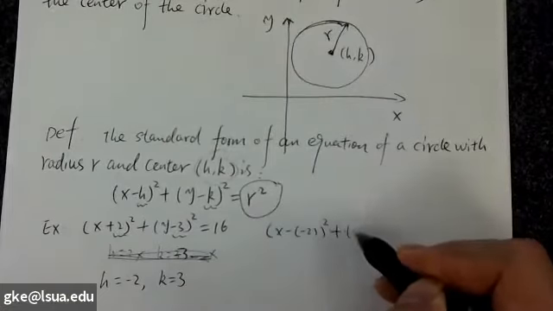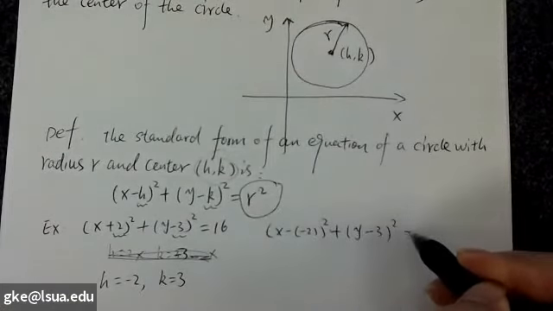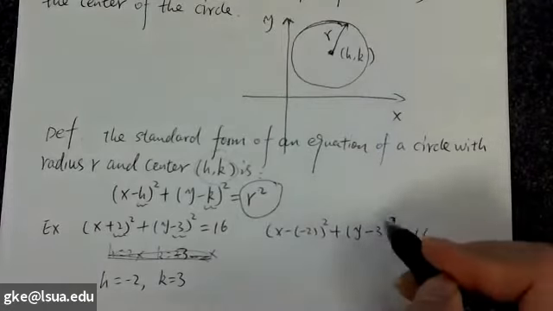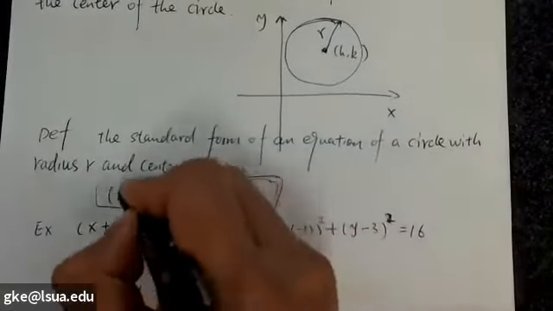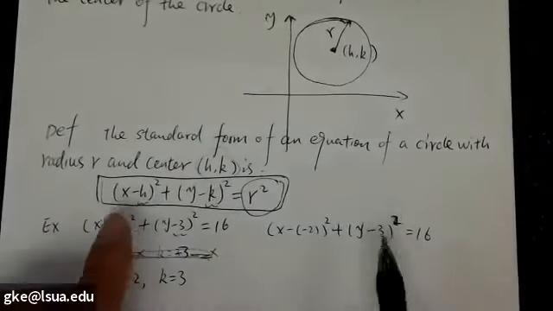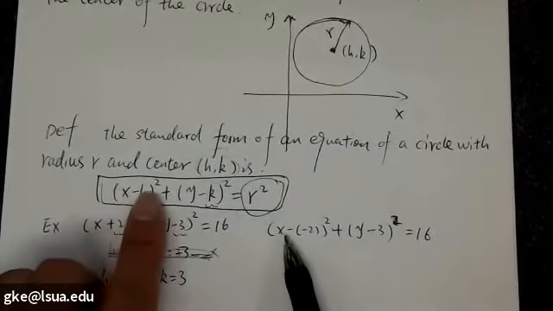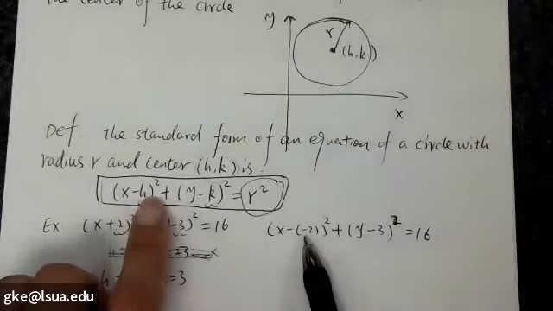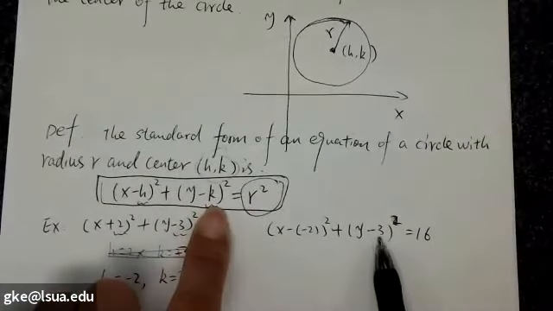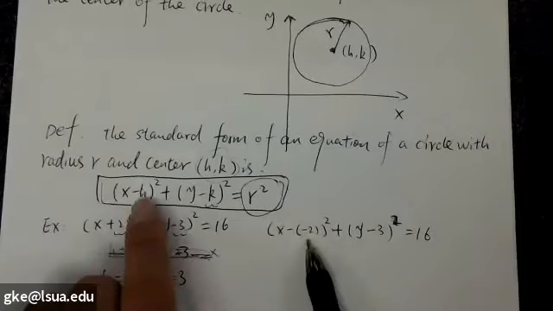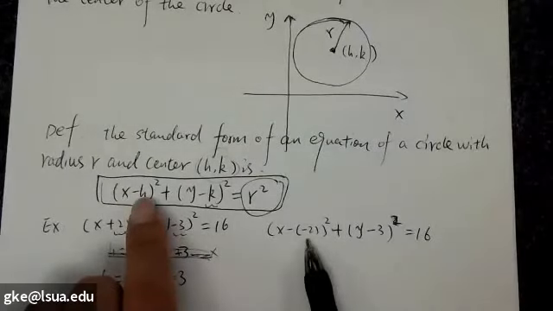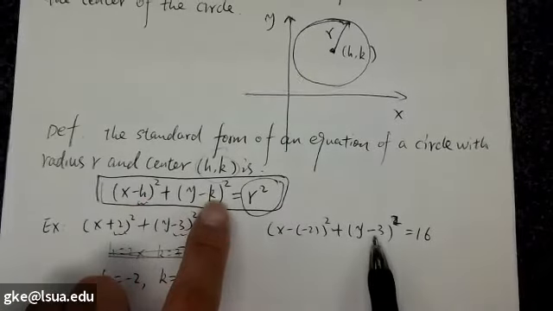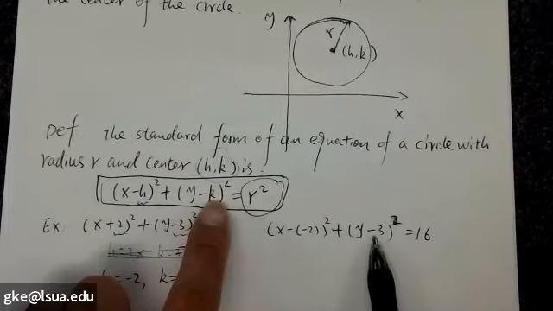If you strictly follow the formula, x minus negative 2. So h is negative 2. Okay? And the k is 3, right? Do you understand? If you strictly follow the formula, it should be h equals negative 2 and k equals 3, right? Do you understand this step?